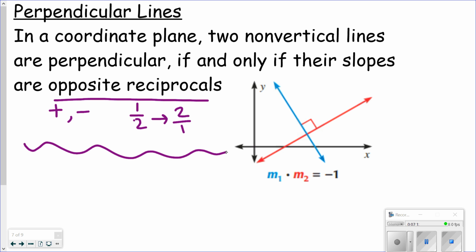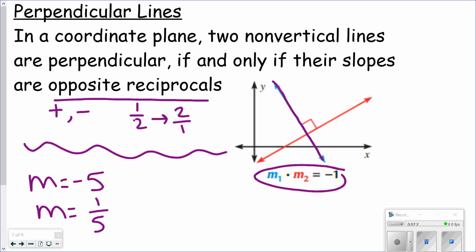All right, so if we'll say the blue slope, let's say that was -5, that would mean that the red slope would have to be a positive 1/5. And this marking here is just saying if you multiply these two slopes together, you better get -1. And if you plug in -5 times 1/5 in your calculator, you do get -1. So that's just a great way to check that your slopes are indeed perpendicular.